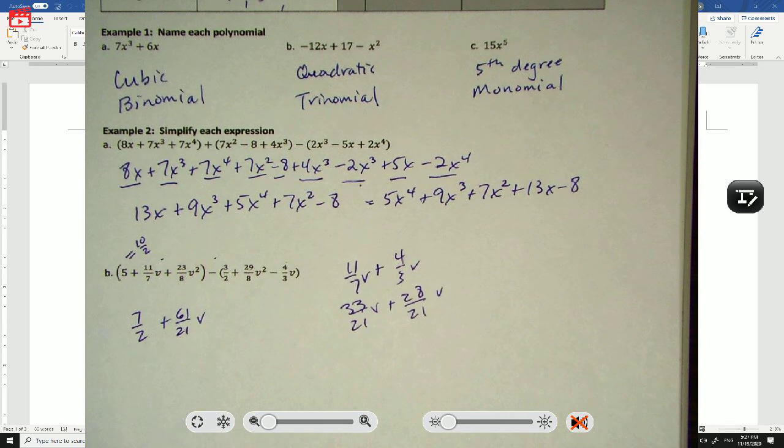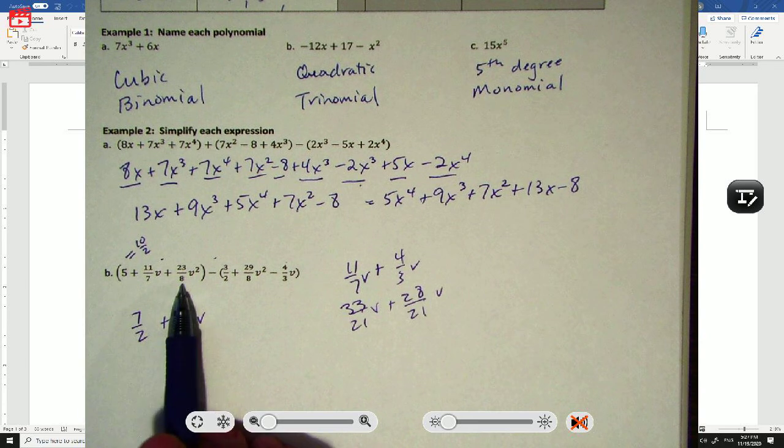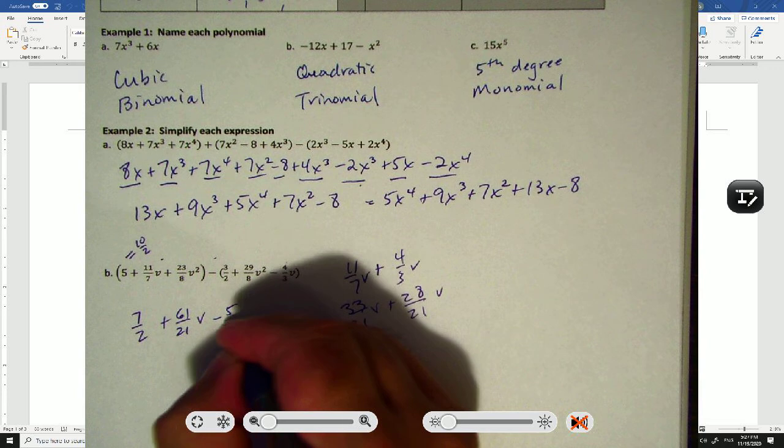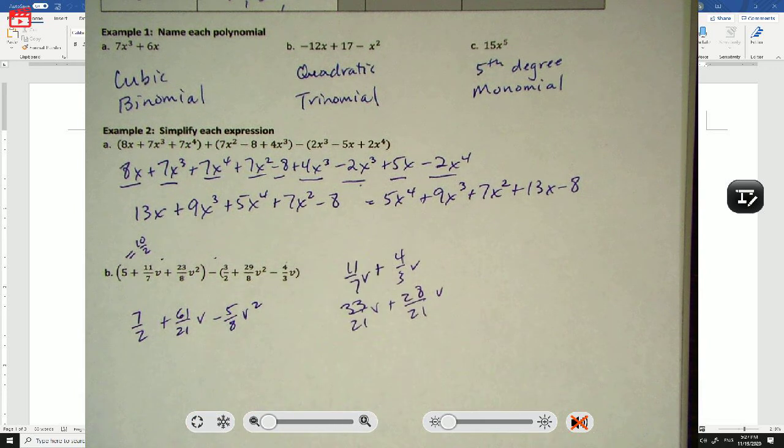And then the square, there is a 23 over 8 minus 29 over 8. That's going to make it minus 5 over 8 V squared. And that's our answer.